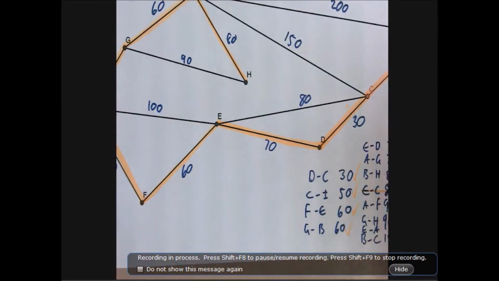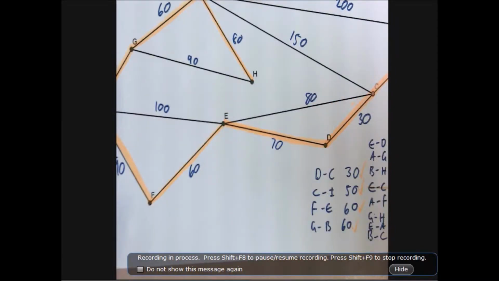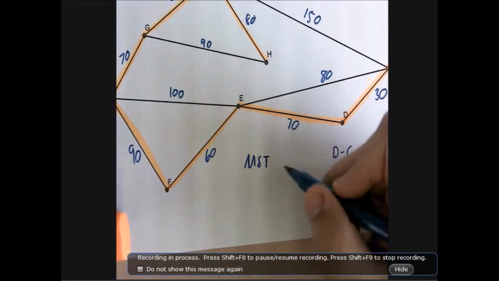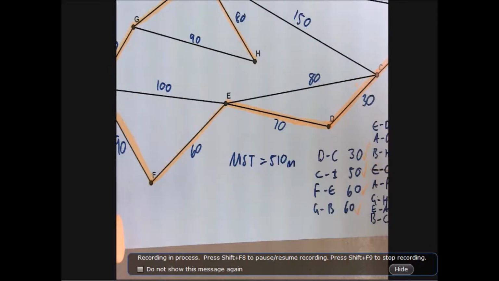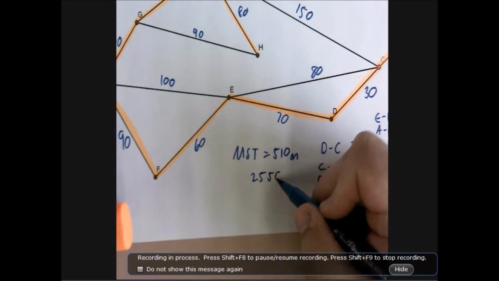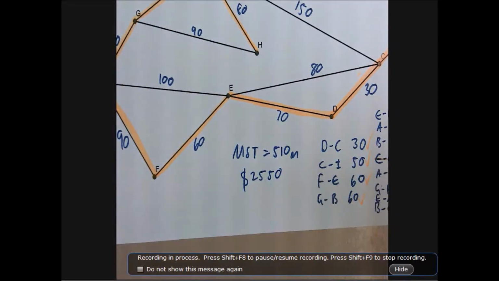You can see at this point all of the dots are connected in a tree, so we're finished. Adding these up, our minimum spanning tree is equal to 510 meters. At $50 per meter, that's $2,550 for the cost. We followed the algorithm.